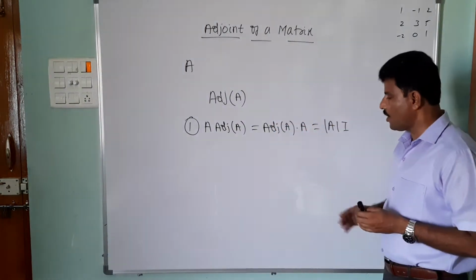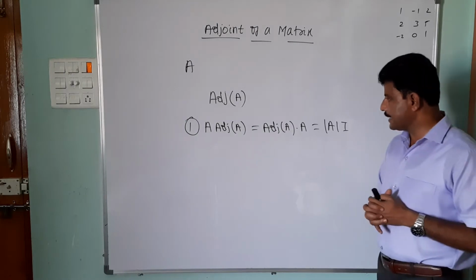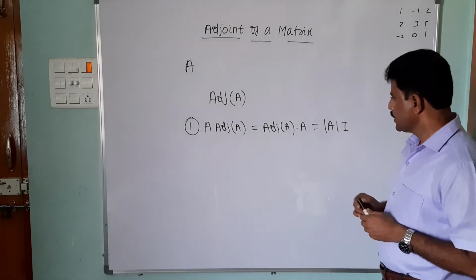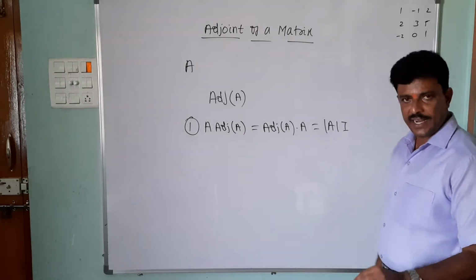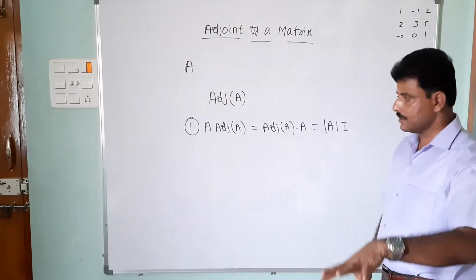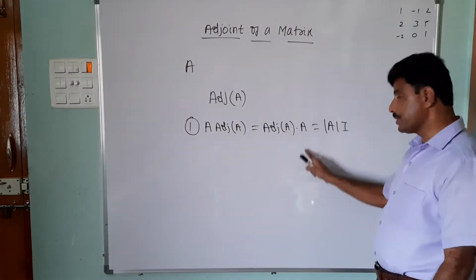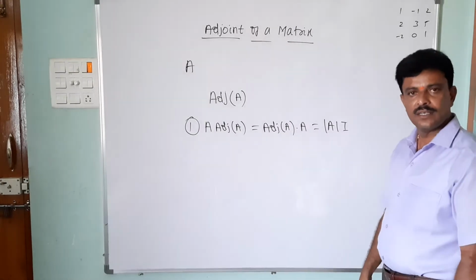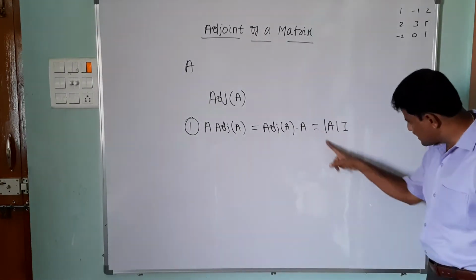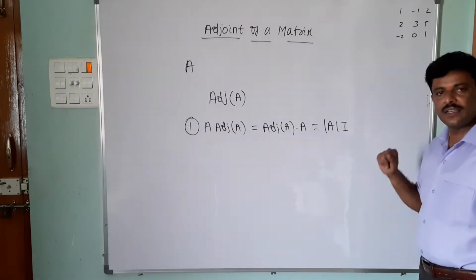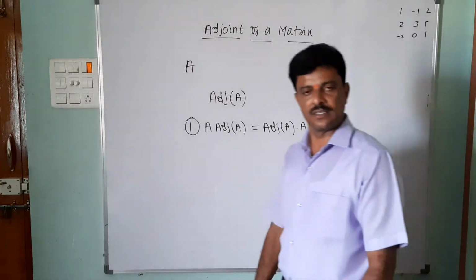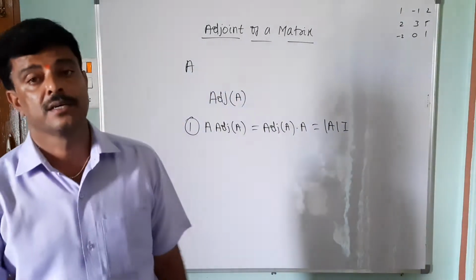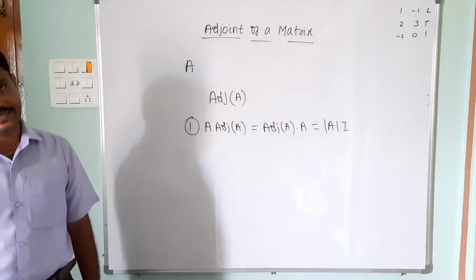Here is the very important point: A into adjoint A gives a result, then you multiply adjoint A into A and get the same result, and then simplifying determinant of A into I gives the same result. This is a very important property of the adjoint of a matrix.